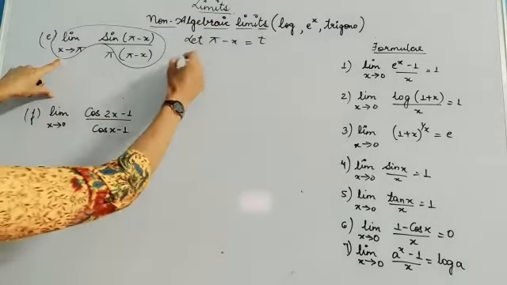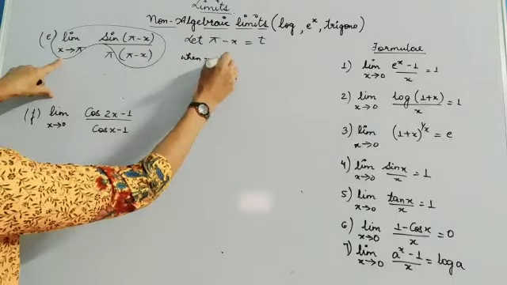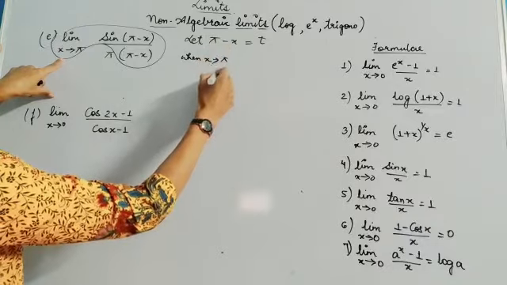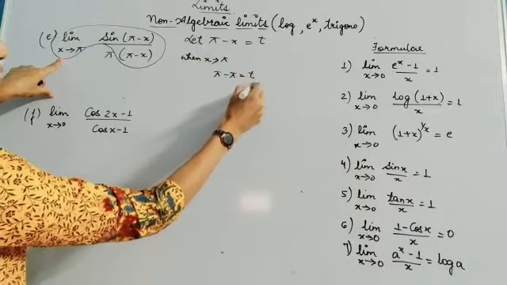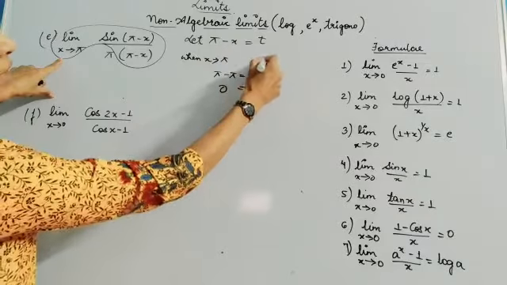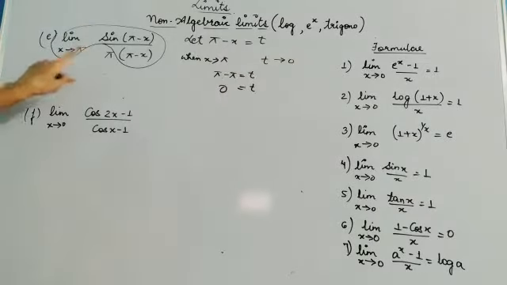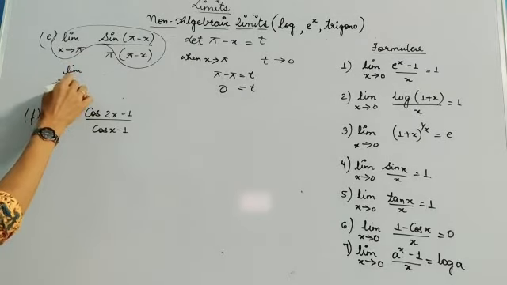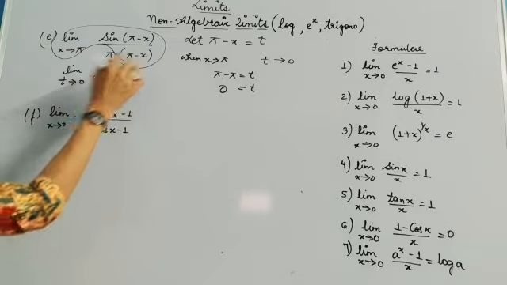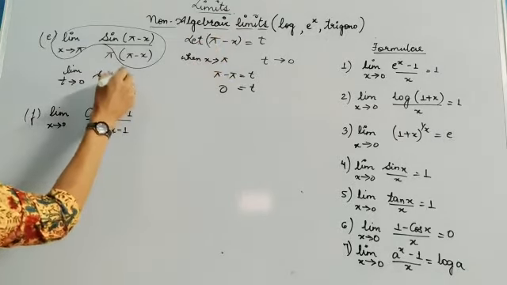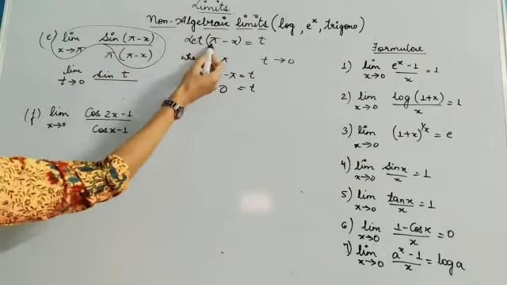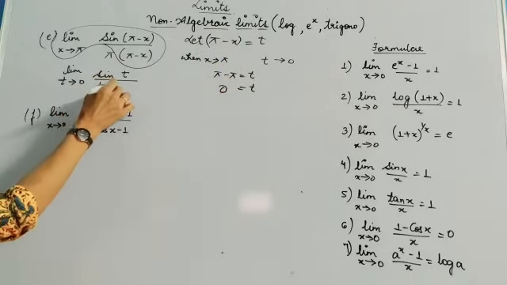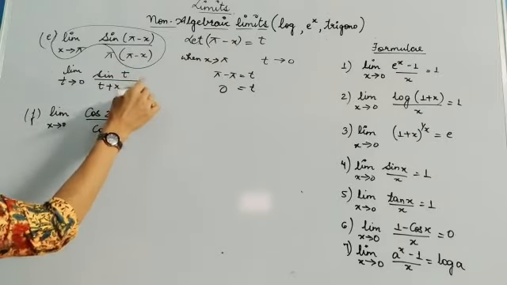That means when x tends to pi, that means when x equals pi, then pi minus pi equals t, which is equal to 0. That means your t will tend to 0. Now I can convert this question into limit t tends to 0. This is sine of pi minus x, which I have taken as t. So the t upon pi can be written as t plus x. Pi minus x is again t.